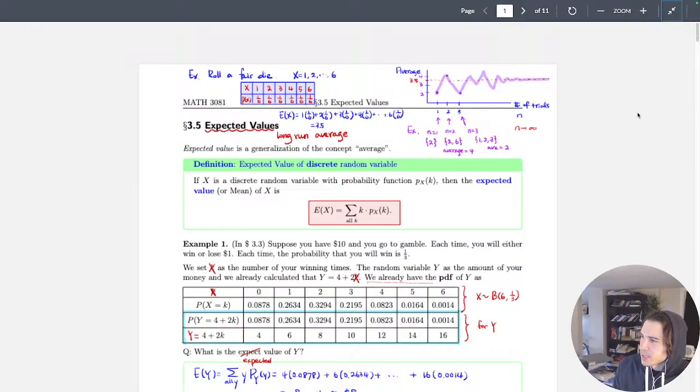Expected value is a generalization of the concept of average. Okay. Definition: expected value of a discrete random variable. If X is a discrete random variable with probability function p_X(k), then the expected value or mean of X is E[X] equals the sum over all k of k times p_X(k). This is straightforward.